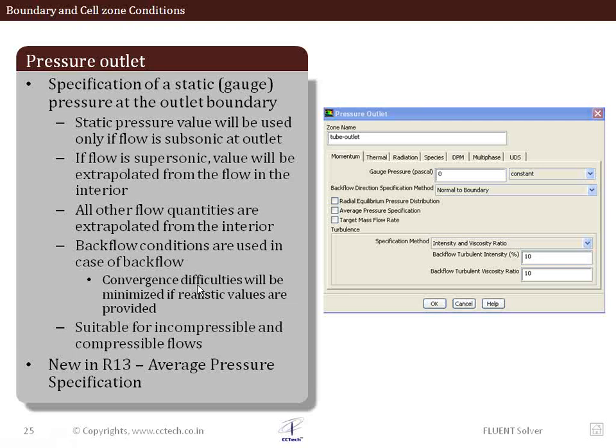One of the suggestions made as a best practice among the CFD community is to extend the domain at the outlet in case there is a backflow occurring. But most of the time we can avoid it if we give a good initialization. If we expect that there should be backflow, then appropriate conditions have to be given. It's suitable for compressible as well as incompressible flows. As I mentioned to you, release 13 has an additional input for average pressure specification. So the zero pressure that you specify is averaged over the whole surface at the outlet.